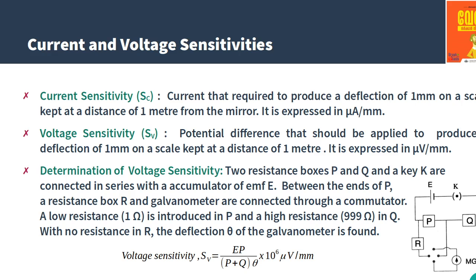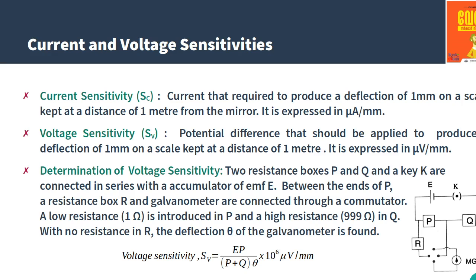So current sensitivity, which we represent using S(c), is defined as the current required to produce a deflection of 1 mm on a scale that is kept at a distance of 1 meter from the mirror. That amount of current is the current sensitivity of the particular galvanometer. Usually it is expressed in microampere per millimeter because it is a small amount of current, so we express it in 10⁻⁶ ampere per millimeter. That is the unit we use to express current sensitivity.